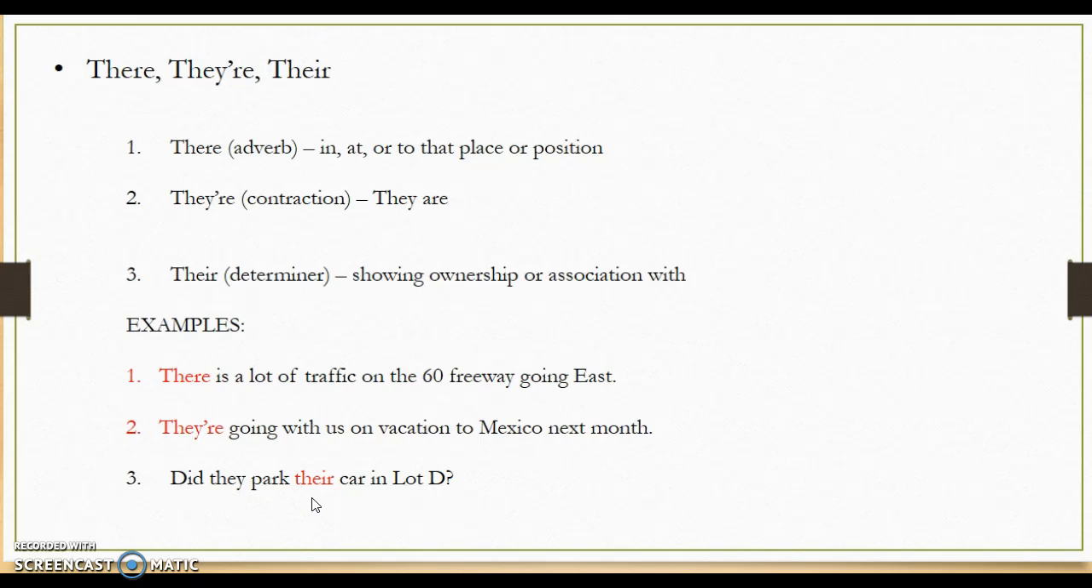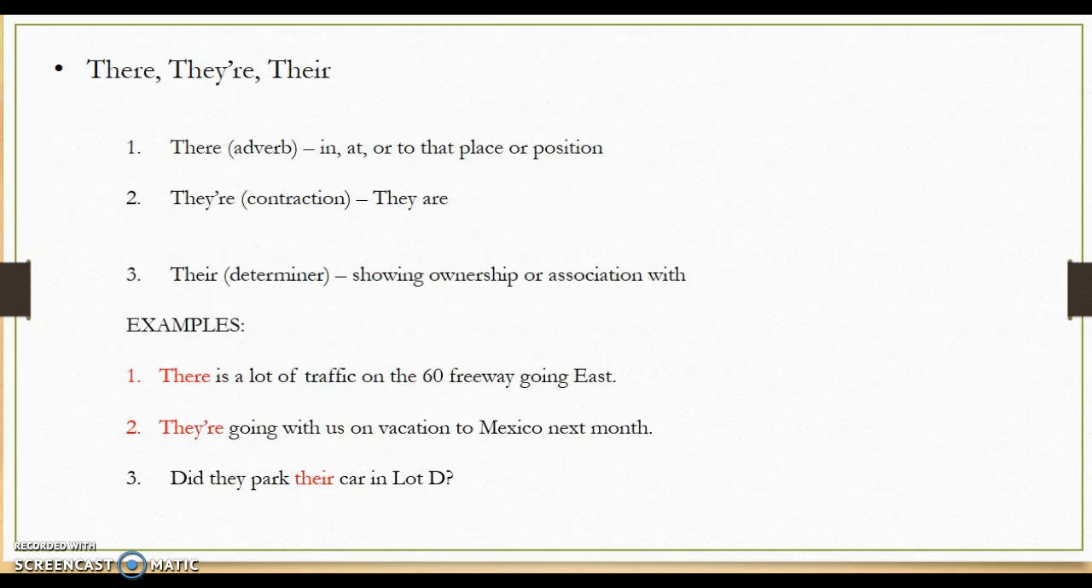Our next example, did they park their car in lot D? In this case, their is a modifier, and it shows the ownership or the association of the car by more than one person. Remember that this their is plural.